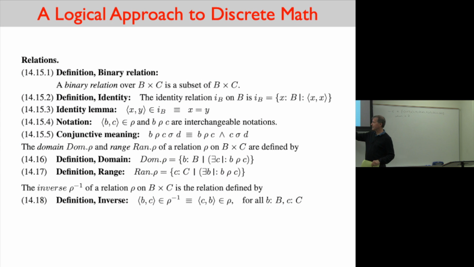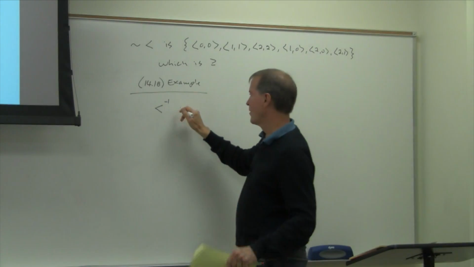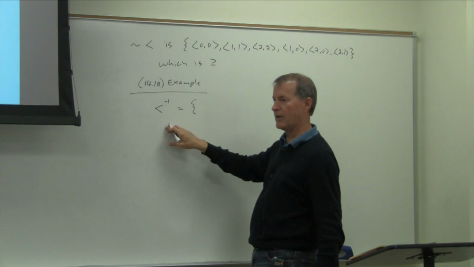Now let's take a look at the inverse. What is less than inverse? Example 14.18. Now here, this looks really funny. Less than inverse, that's greater than. Let's write down what the ordered pairs are. Less than inverse are what?